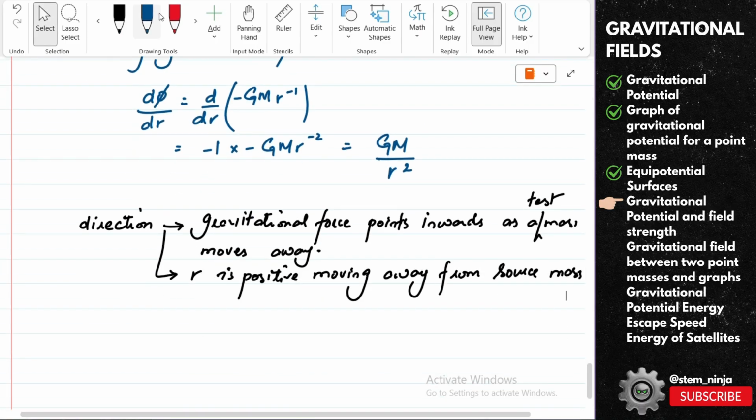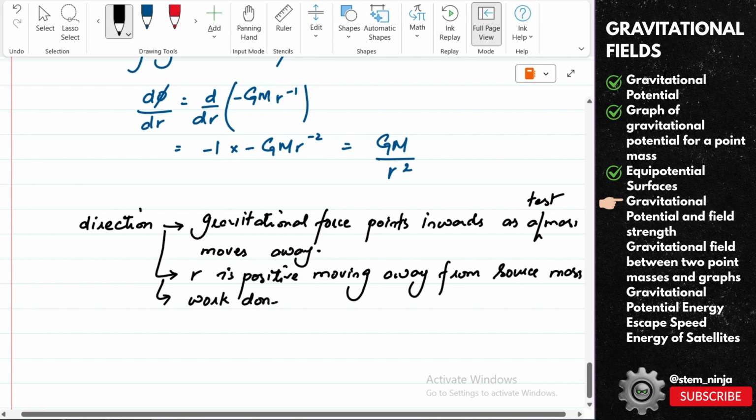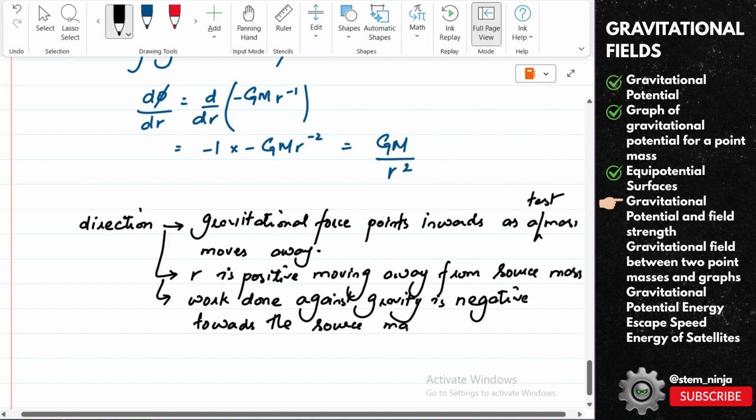Furthermore, we also described this in the gravitational potential, that if r is positive, away from the source mass, this would mean that the work done against gravity is negative. Towards the source mass, like if the object is moved towards the source mass, the work done against gravity is positive.